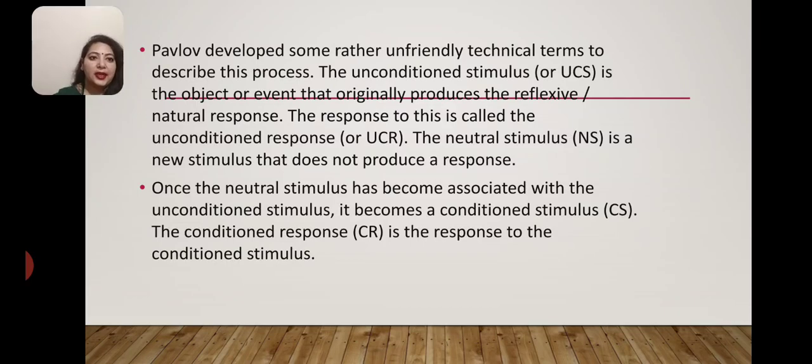Pavlov developed some rather unfriendly technical terms to describe this process. The unconditioned stimulus is the object or event that originally produces the reflexive natural response. The response to this is called the unconditioned response. The neutral stimulus is a new stimulus that does not produce a response, as the bell in this case. Once the neutral stimulus has become associated with the unconditioned stimulus, it becomes a conditioned stimulus. The conditioned response is the response to the conditioned stimulus.